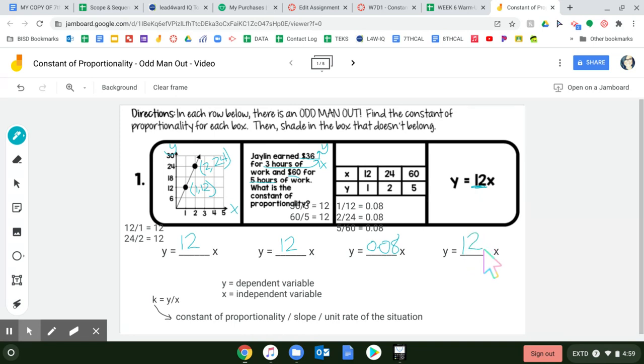So what you're doing in this activity today is you're going to solve for each of the constants of proportionality like I did, and then you're going to determine which one does not belong. In each row below, there is an odd man out. It says find the constant of proportionality, then shade in the box that doesn't belong. So you're going to take whatever color you would like, and you just shade in. Oh, I'm getting in another box, so let me undo that. You would shade in this box. If you would like to, you could even put a big X over the box if that's easier.